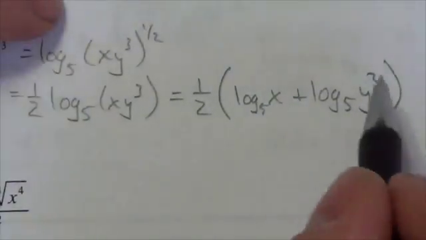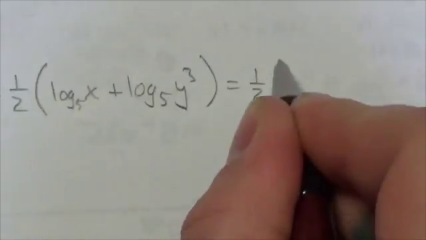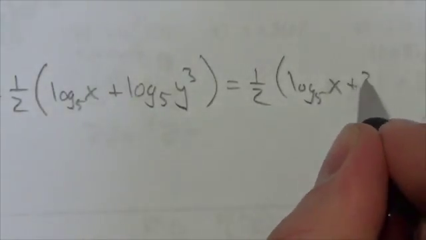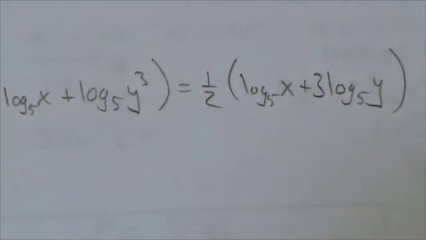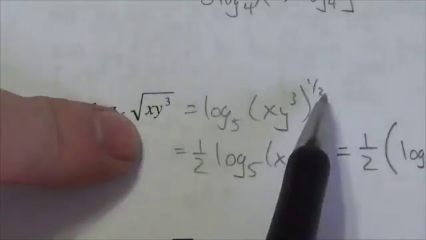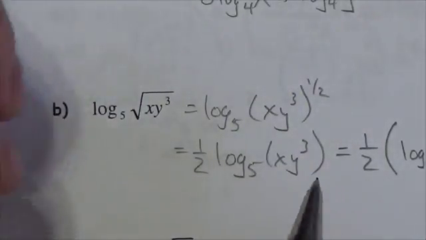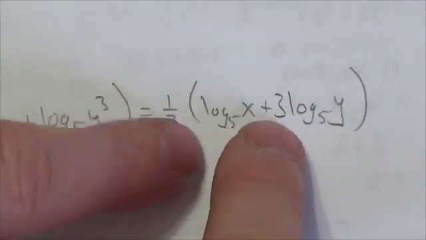Now, the last thing I'm going to do is bring down the exponent. And so this is going to equal 1/2 the log base 5 of x, and then I got to bring the 3 down, so 3 log base 5 of y. And now I've expanded that as much as I possibly can. Now, I could have done that a different way. We could have, for example, distributed that 1/2 through. It wouldn't really have made a difference. All that would have happened is that I would have had these last two terms with a common factor of 1/2 between the two of them.